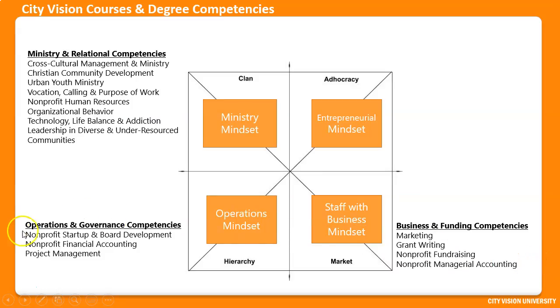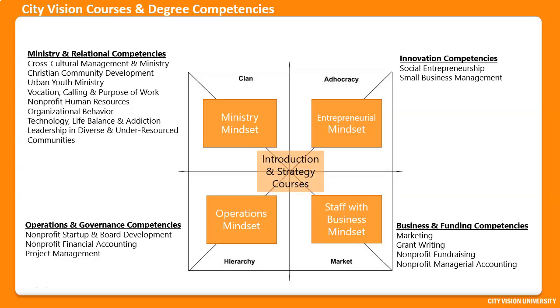And then we have courses that are in operations and governance, so nonprofit startup and board development, nonprofit financial accounting, project management. And then we have other courses on innovation, so social entrepreneurship and small business management. And then we have a final set of courses that are trying to integrate across all 4 quadrants. So this course itself is in here in the introduction, and it's trying to integrate across all 4 quadrants. So a lot of this course is going to be talking about the integration between these quadrants, and you'll understand better as you go through.